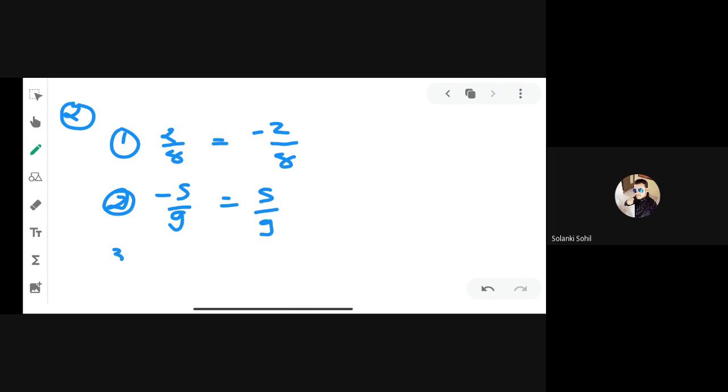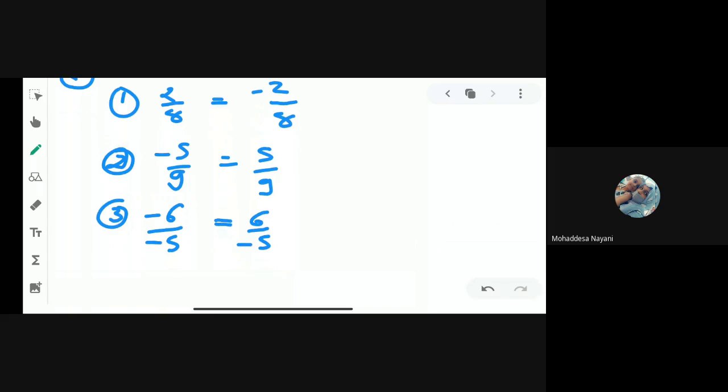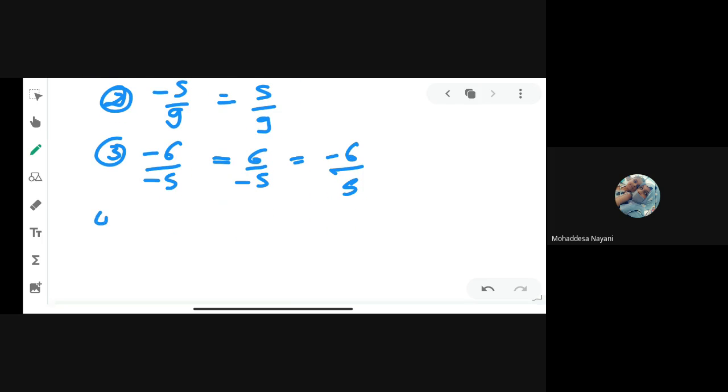Then third, minus 6 by minus 5. Then 6 by minus 5. Please remember, we are changing only one sign. We are not changing two signs. Okay. Yes, sir. So minus 6 by minus 5: we are changing only the sign of the numerator, and we are not writing the negative sign in the denominator. So the final answer is minus 6 by 5. Clear all of you? Yes.